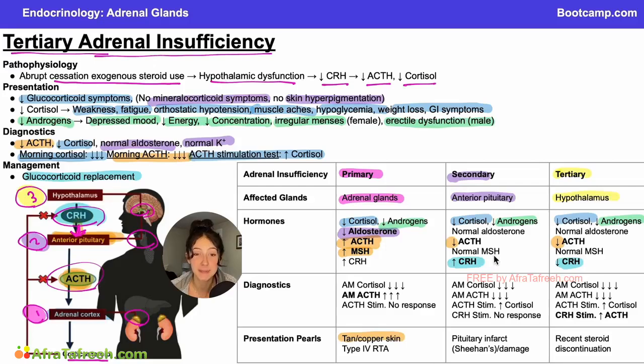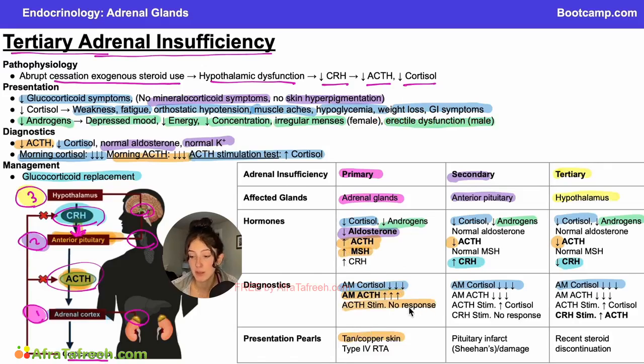So this difference in what's happening with CRH is going to be a key way for you guys to differentiate between secondary and tertiary adrenal insufficiency. That's a nice segue into the diagnostic labs that you can use to distinguish between these types of adrenal insufficiency. So AM cortisol, that's going to be decreased across the board. Morning ACTH is going to be elevated only in primary adrenal insufficiency, as we just talked about, with the unique elevation of ACTH in primary.